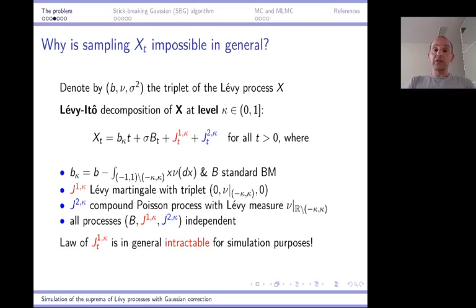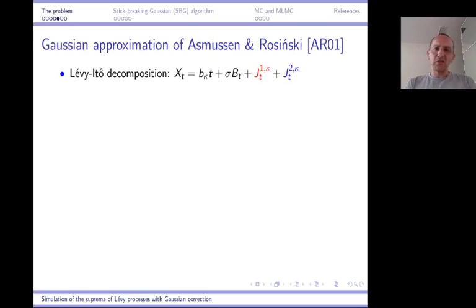And this law is completely intractable for simulation purposes typically. Okay, so this problem is a general problem. It's been addressed by now classical paper by Asmussen and Rosiński, who proposed the Gaussian approximation. So that's my Lévy decomposition of X. What am I going to do?